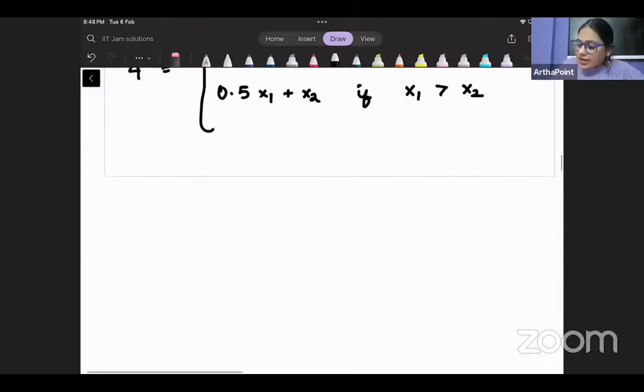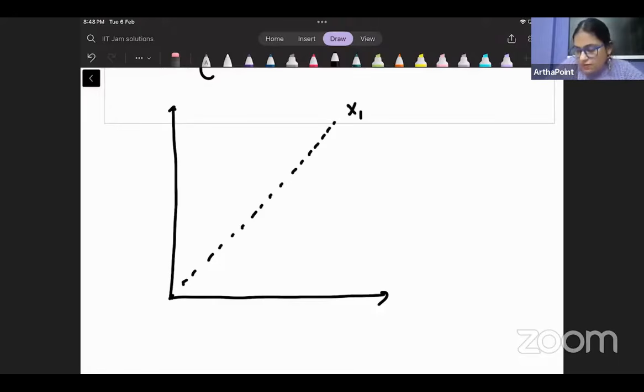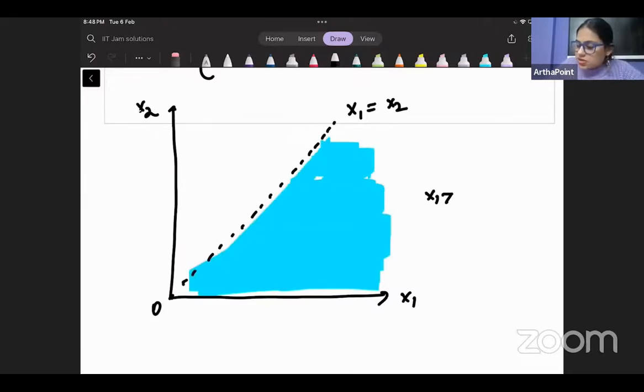Right? And let me make the quadrant. So beta, this is the x1 equal to x2 line. This is my x1. This is my x2. Beta, this area represents x1 greater than x2.